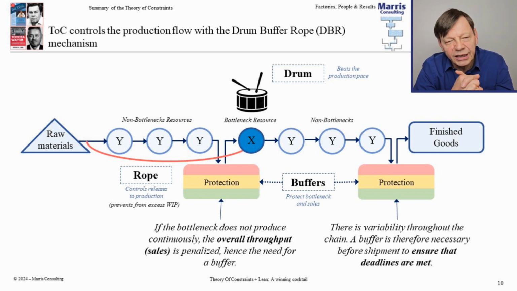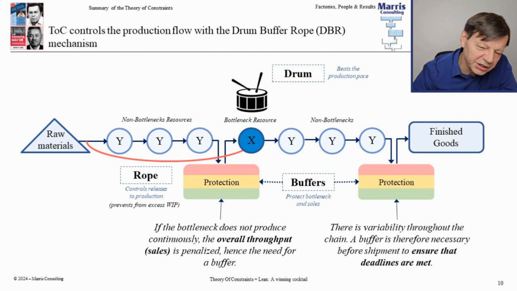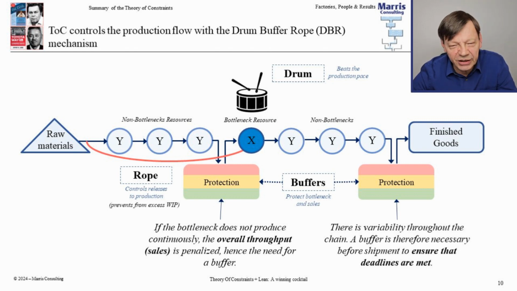We'll talk about that. That first buffer is to protect the throughput or the sales of the company, and then, if your environment requires it, you can also have another buffer at the end to ensure your due date performance, to absorb any variability you'll have in performance after the bottleneck. Okay, that's a very, very fast, short summary of drum buffer rope, how you manage flow in the theory.